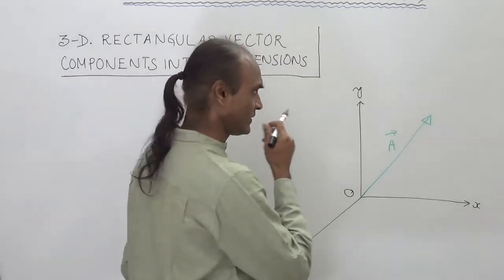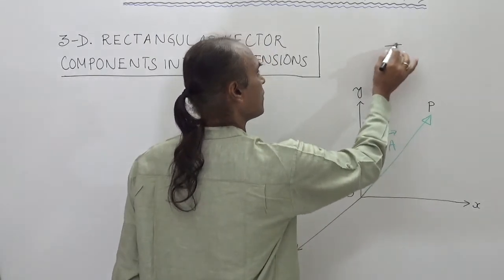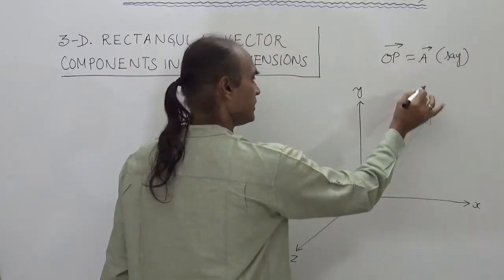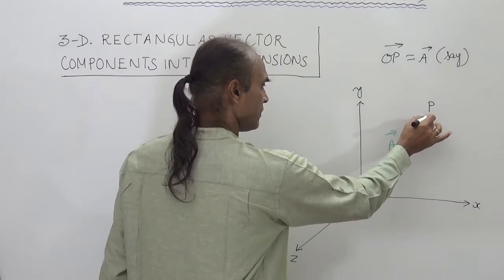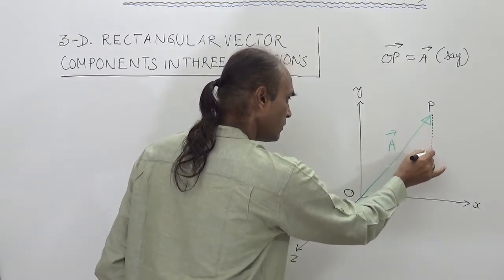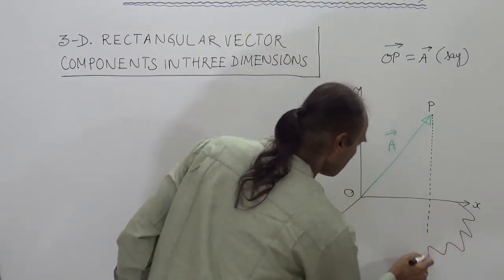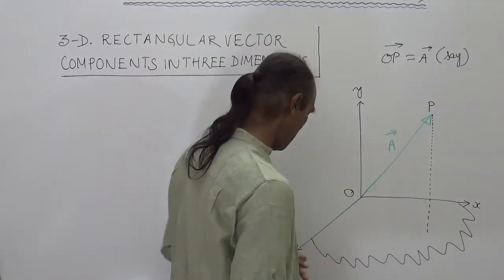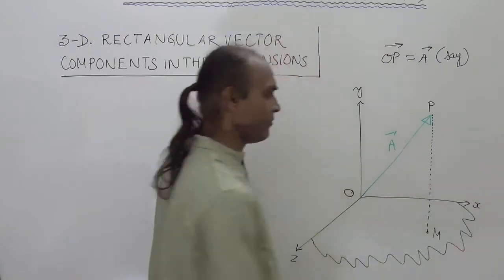So how to do that? For this purpose, the vector OP will be A. We need the component of A along x direction, along y direction, along z direction. Therefore, we need to draw the perpendicular from the tip of this vector onto the xz plane. This is the xz plane. Let it intersect the xz plane at this point. Let it be M.